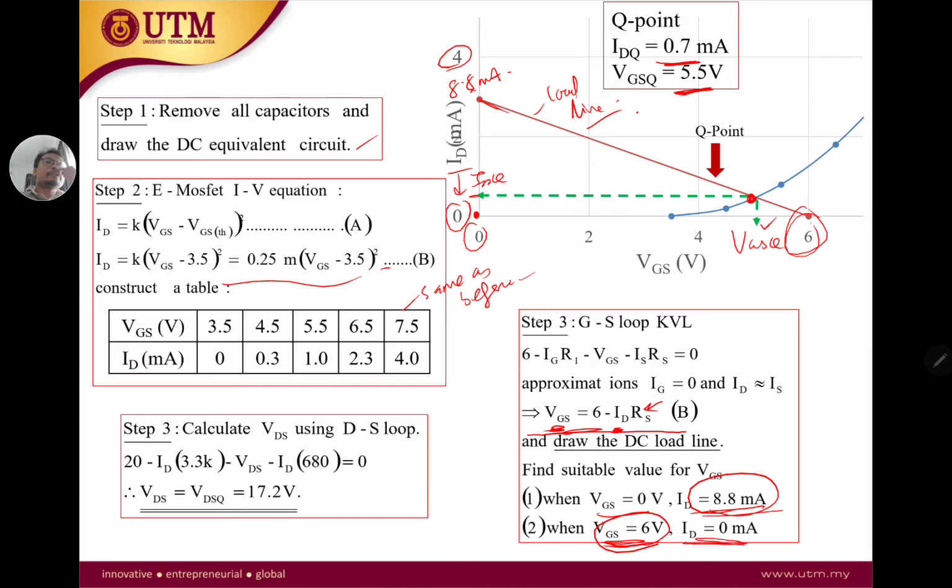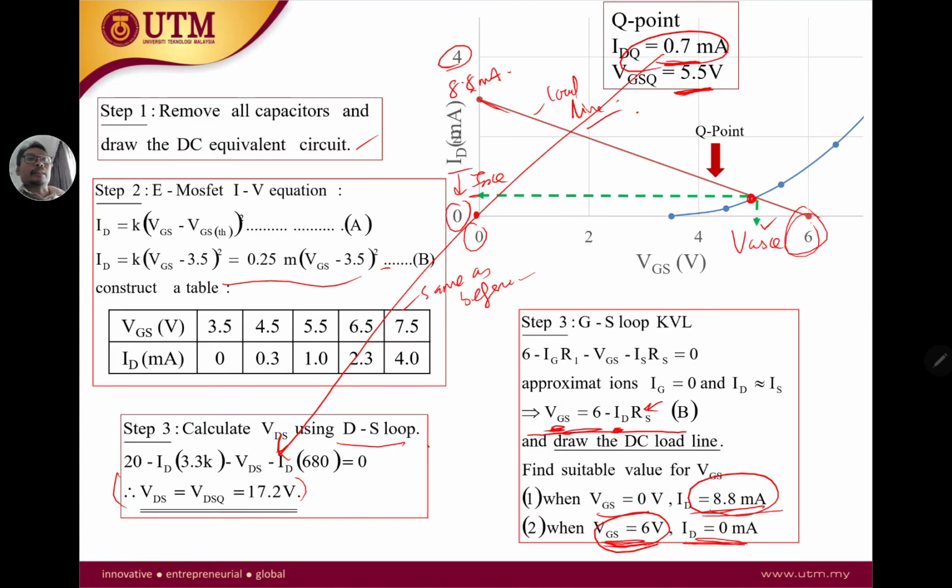So from the graph, we get the IDQ and the VGSQ, and then we take this value and put it inside there. How we get this loop, we already saw in the previous slide. So 20 minus IDRD minus VDS minus IDRS equals 0. Then we can calculate that our VDSQ equals 17.2 volts. Just simply like that.